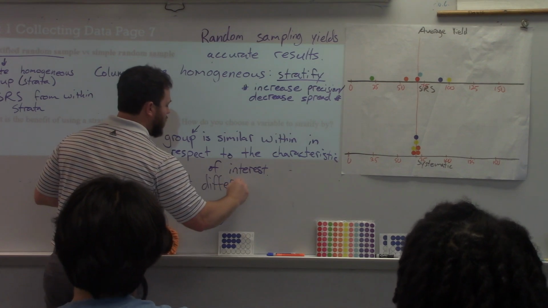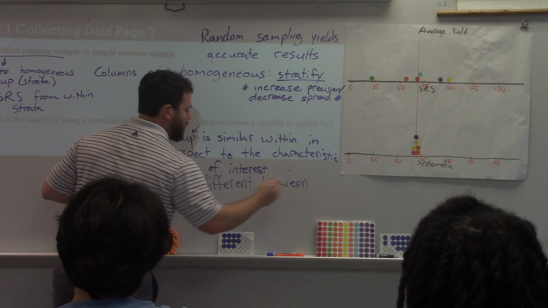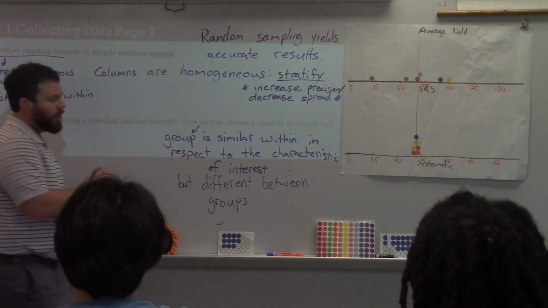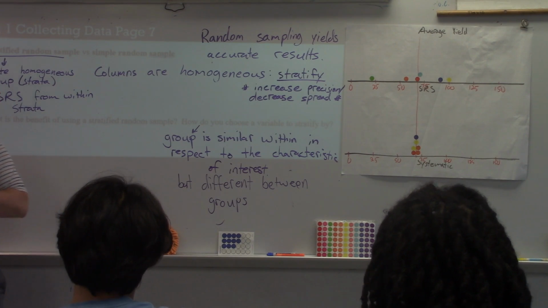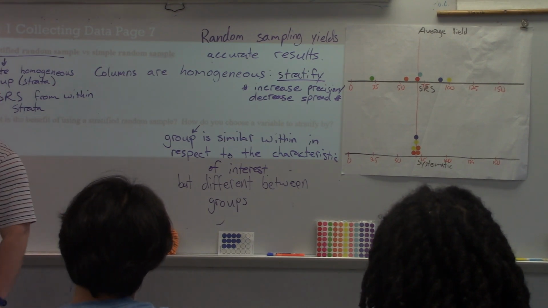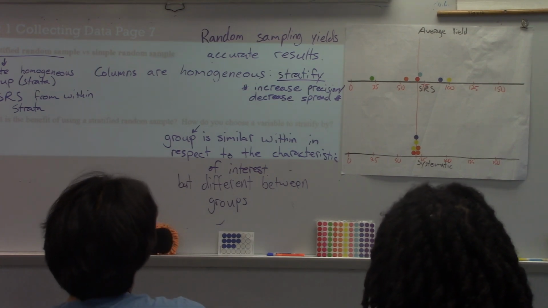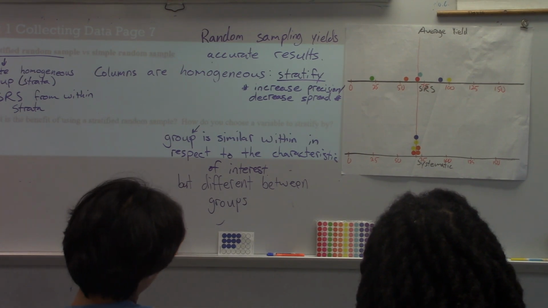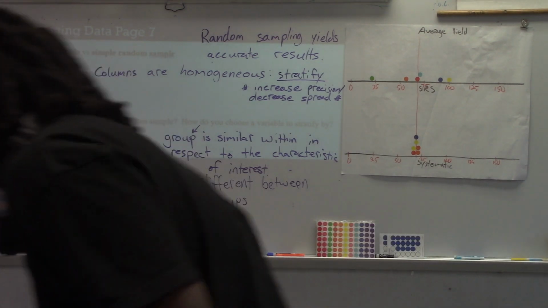You need to reduce overlap. Say again, Jaden? Reduce overlap? Yes. So you need to have differences between the groups, right? Those groups need to be different with respect to the characteristic of interest. Okay? So similar within with respect to the characteristic of interest, different between. Similar within, different between. That's a good stratum.